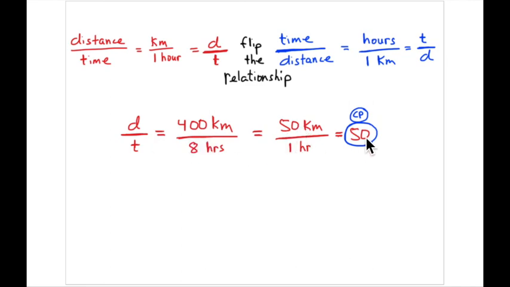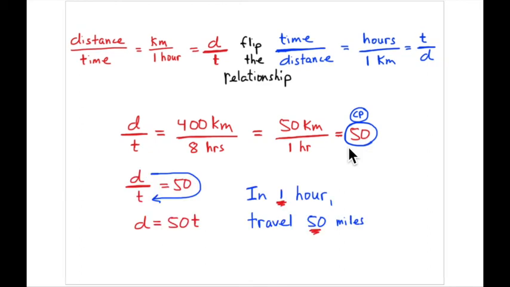So distance per time is 400 kilometers per 8 hours. The constant of proportionality is 50. So the distance is 50 times the number of hours. So 1 hour travels 50 kilometers. 2 hours travels 2 times 50, or 100 kilometers. 8 hours travels 8 times 50, or 400 kilometers. So in 1 hour, the albatross travels 50 kilometers.